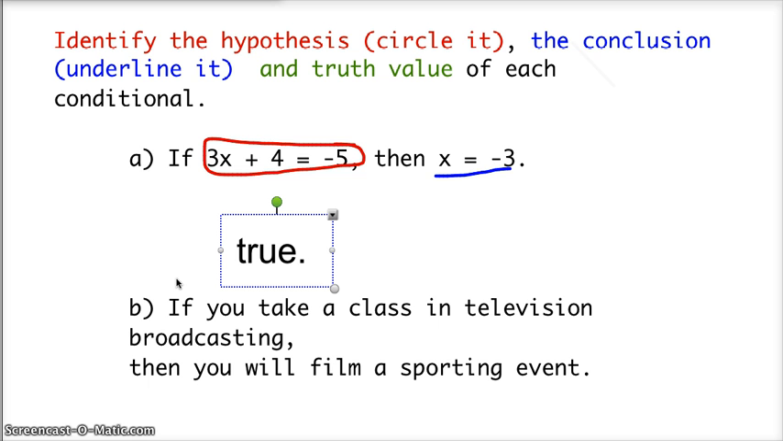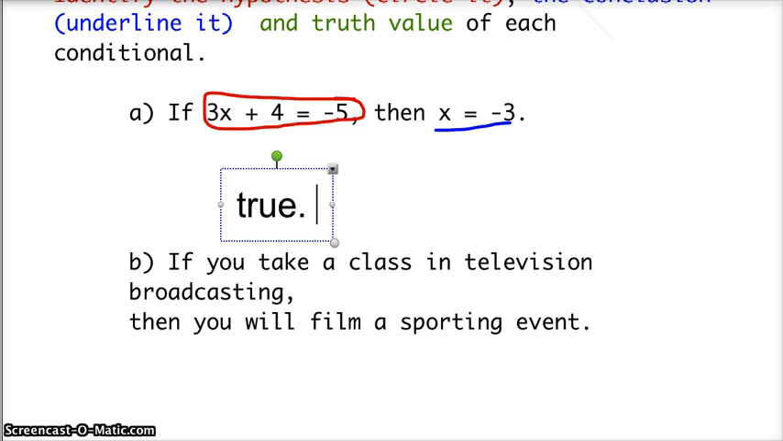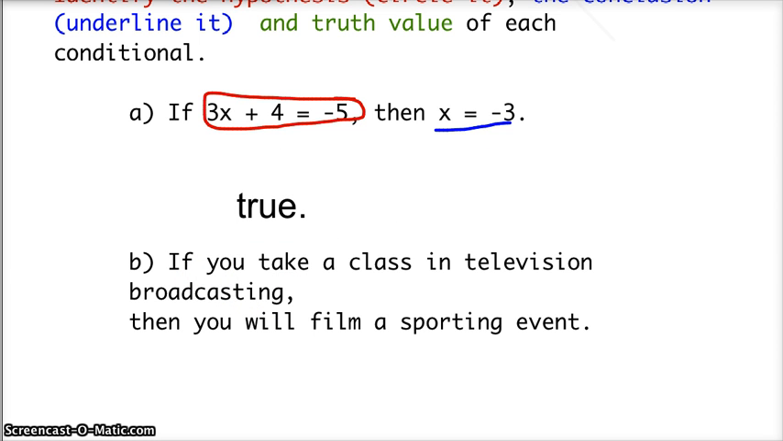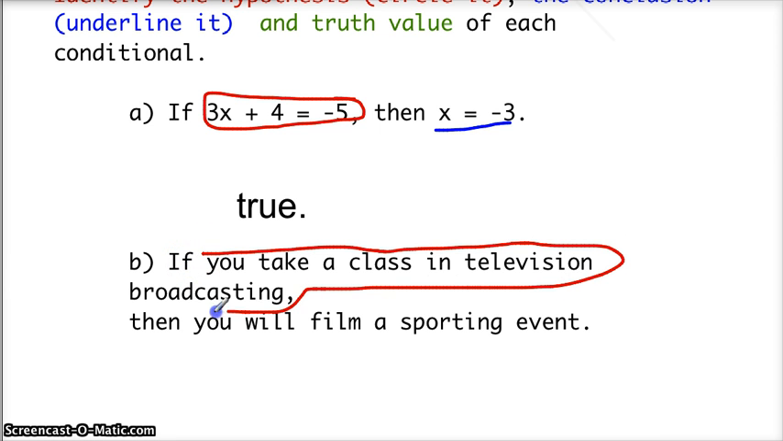Letter B. If you take a class in television broadcasting, then you will film a sporting event. The hypothesis is the part after the if. So we're dealing with, if you take a class in television broadcasting. Please do not include the word if in your hypothesis. If is always there. The conclusion would be then you film a sporting event. I'm trying to underline that.